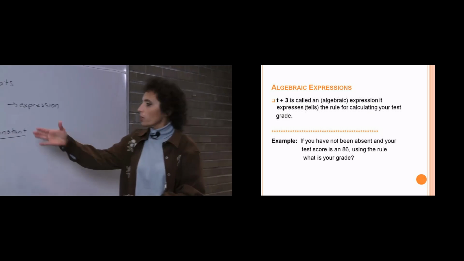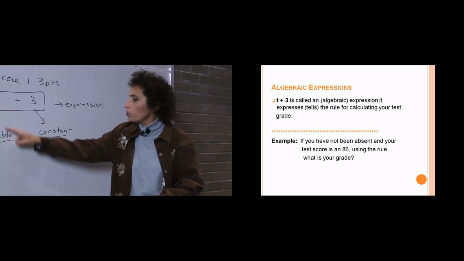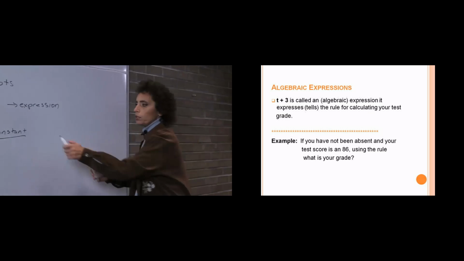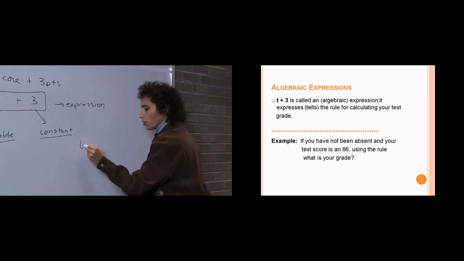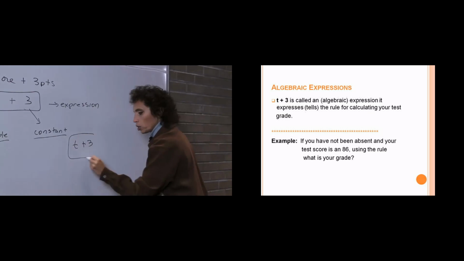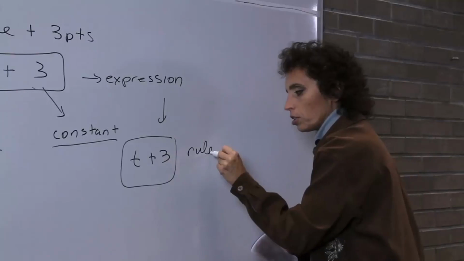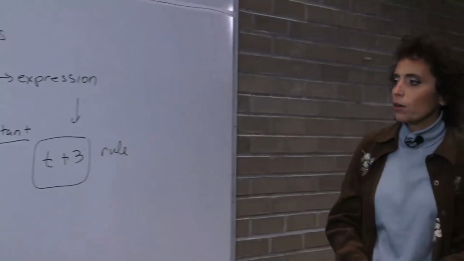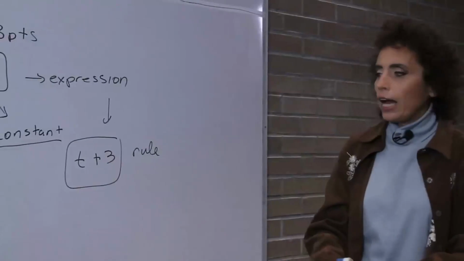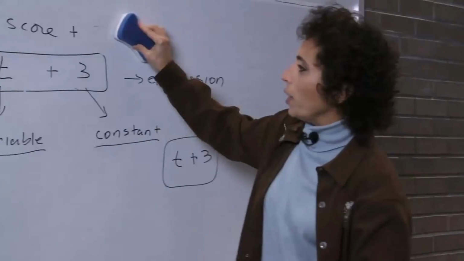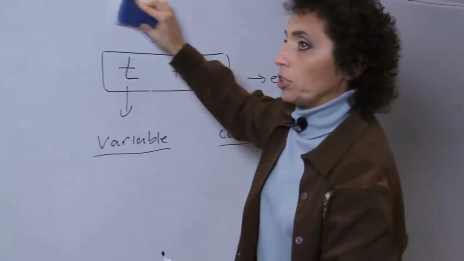So these are the parts of the expression. This one has this variable T and this constant 3. And this is just a rule. This T plus 3, this expression, and all expressions really are just a rule that tells us what to do. Okay? So let's take a look at how we evaluate this expression.